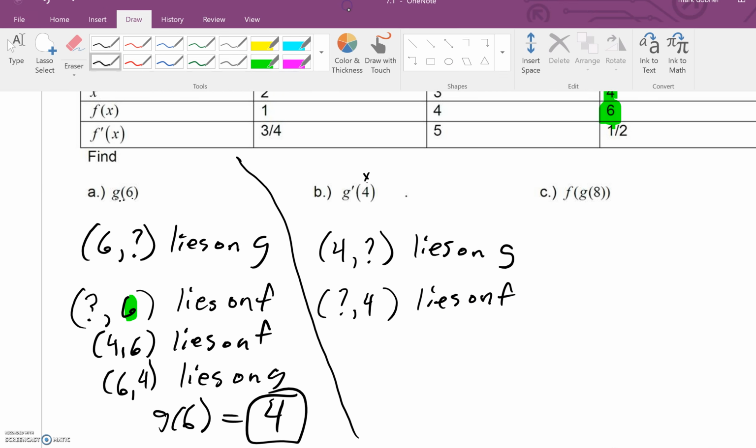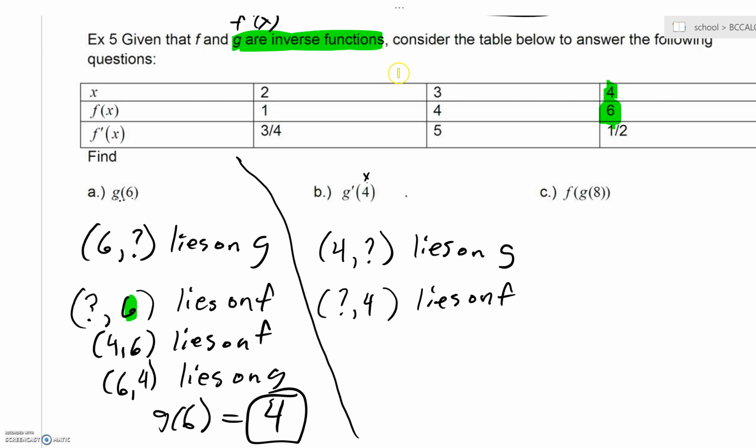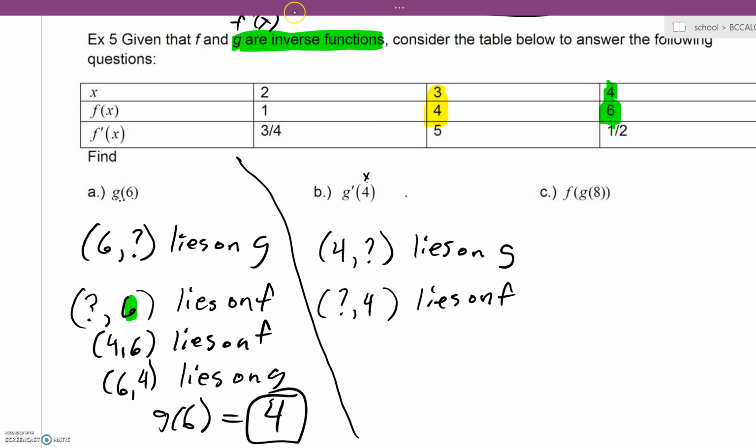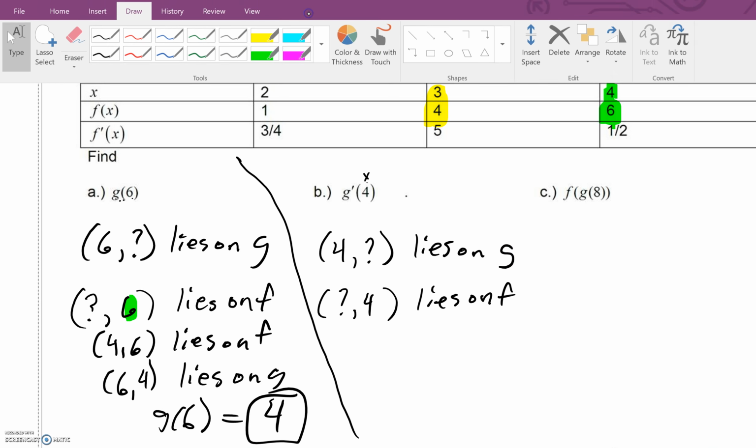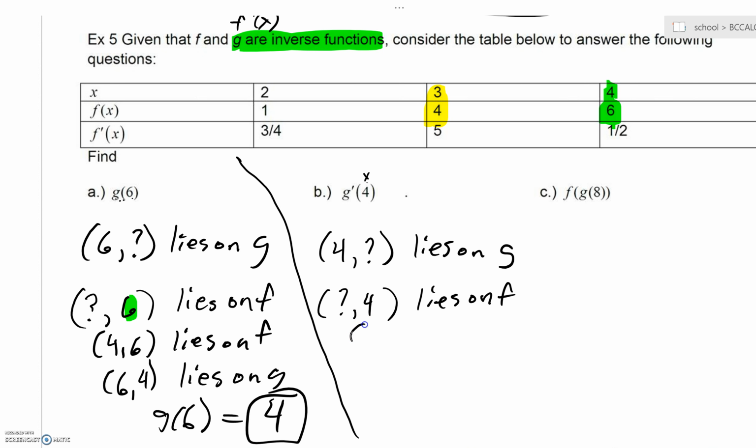Well, what comma 4 do you think we're talking about? Right here. Wow. Oh my goodness. Look at that. They are trying to trip you up. And we've got to be so careful about that. Sorry, my tablet's a little bit slow here. So we've got 3 comma 4 lies on f. And that means 4 comma 3 lies on g.